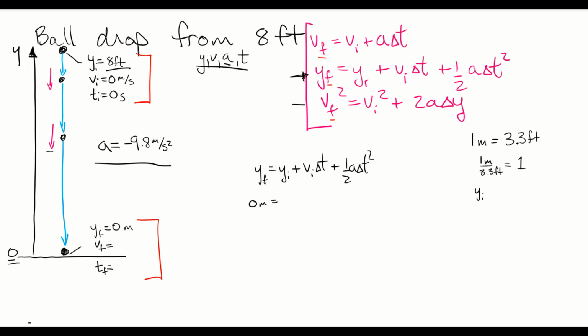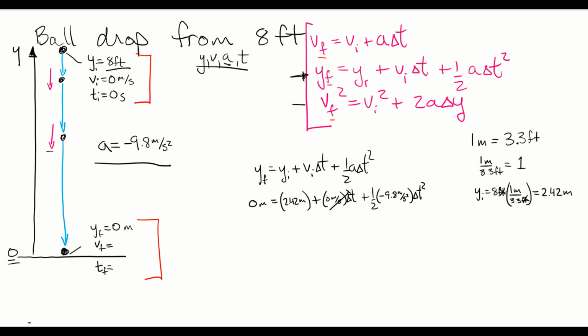So my y initial is equal to 8 feet times 1, which is 1 meter over 3.3 feet. The feet cancel, and if I carry out that math, that ends up being 2.42 meters. So I've converted my initial position to that. I know it's 2.42 meters, right? My initial velocity is 0 meters per second, so I can substitute that in, times delta t, plus 1/2 my acceleration, which is negative 9.8 meters per second squared, times delta t squared.